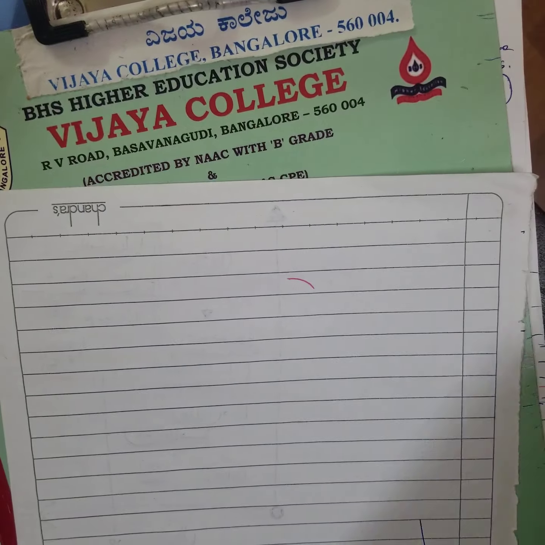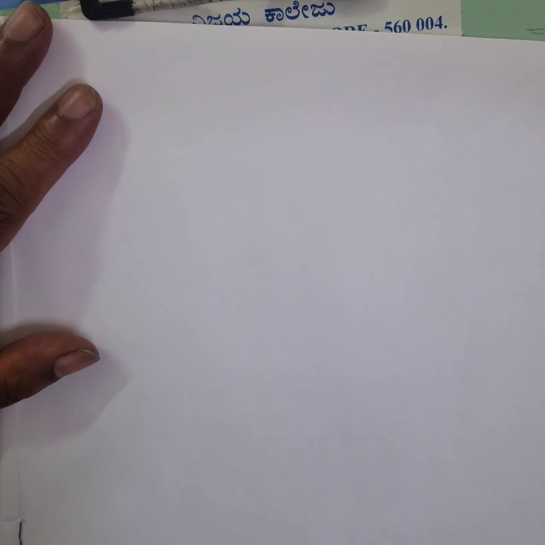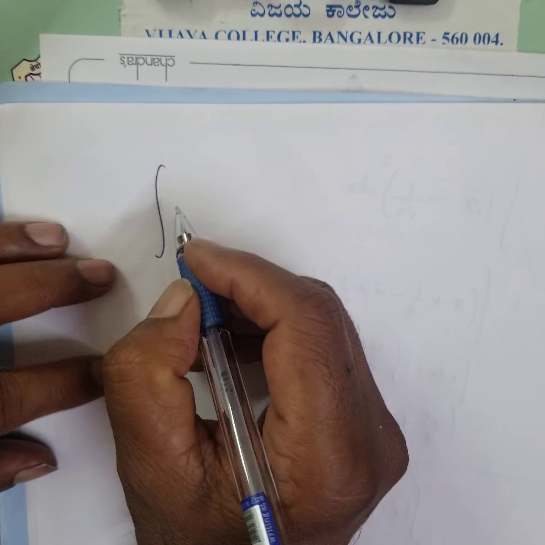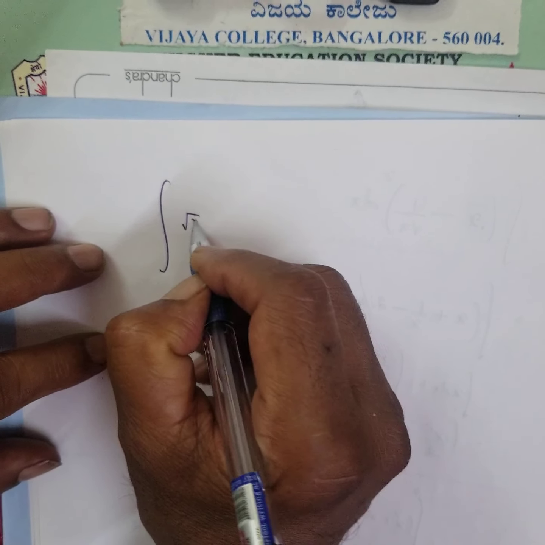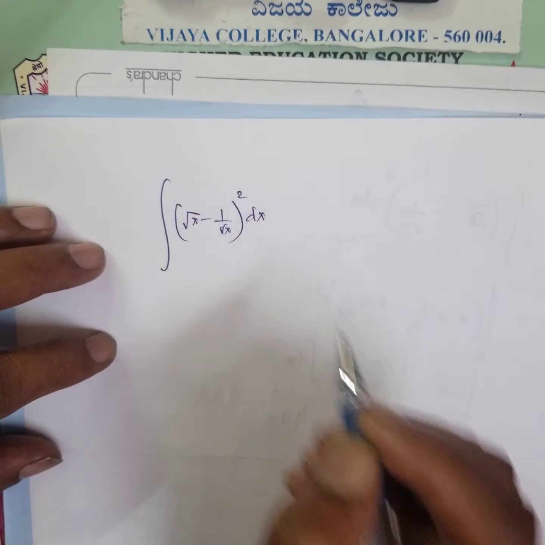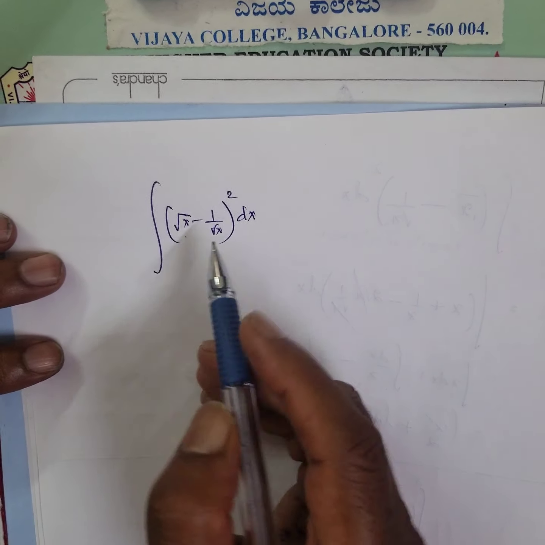Now see how to do this sum. Say integration of root x minus 1 by root x whole square dx. This is a minus b whole square, right?